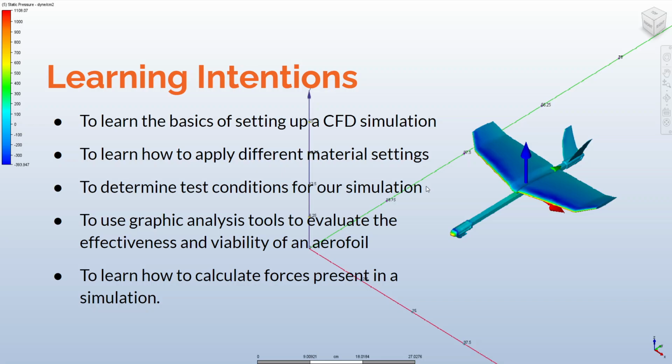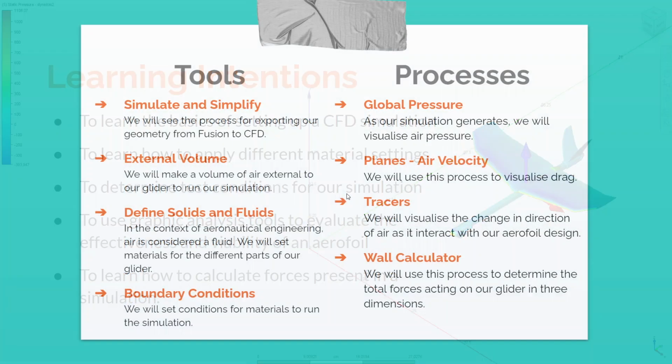So we're going to set up airspeed and air pressure properties for our simulation. We're going to use graphic analysis tools like global pressure, tracers, and planes to do some further analysis of our simulation to test for viability of our aerofoil. And we're going to learn how to calculate the forces present in our simulation as well.